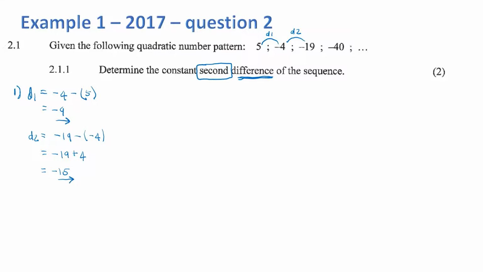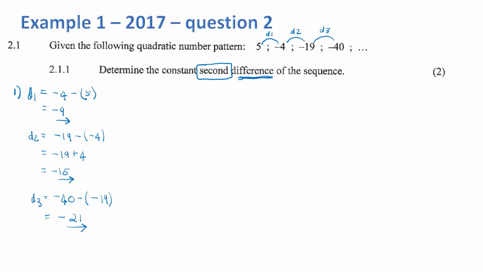Okay, so we've got 4 numbers in the sequence, so we've got 3 differences that we have to calculate. Okay, so third difference. That is minus 40 minus minus 19. That's minus 40 plus 19. That's minus 21. Okay, so the first level has these 3 entries.